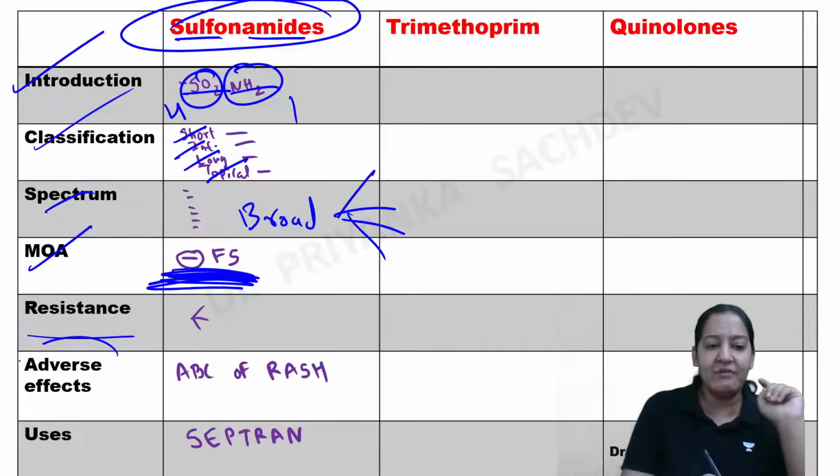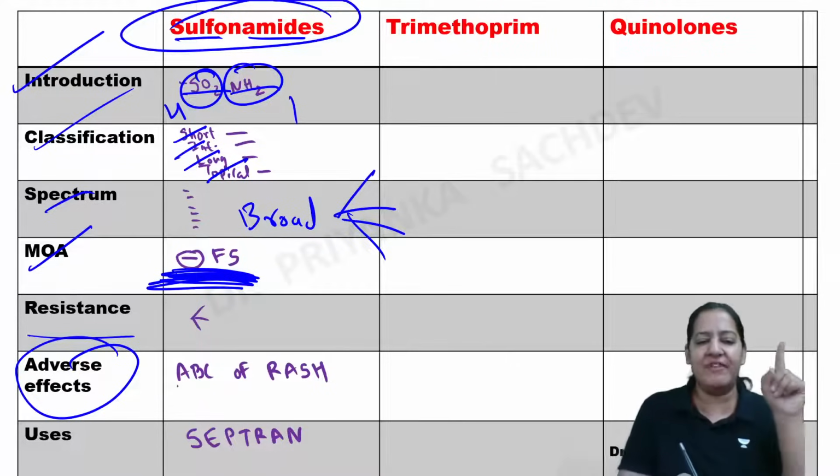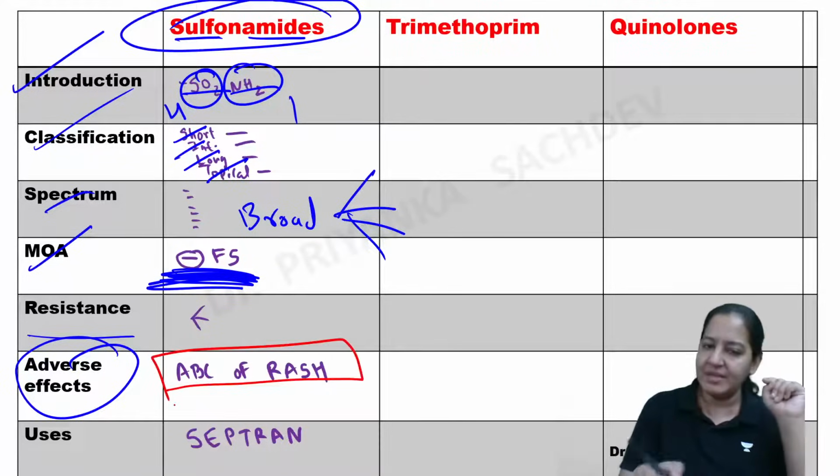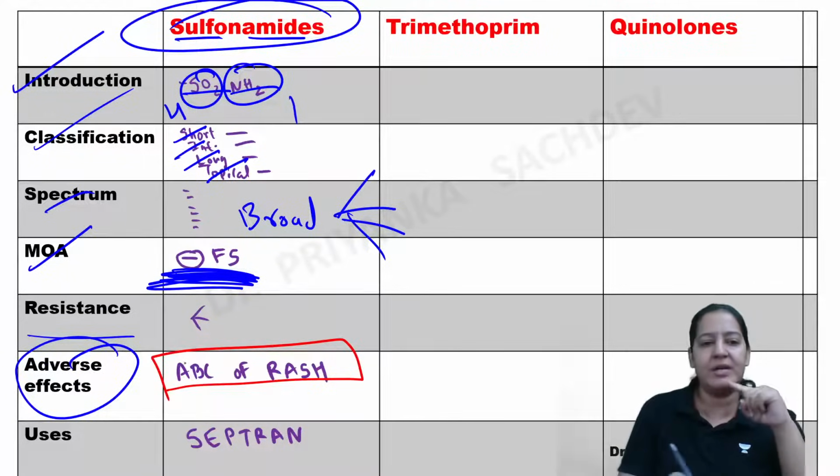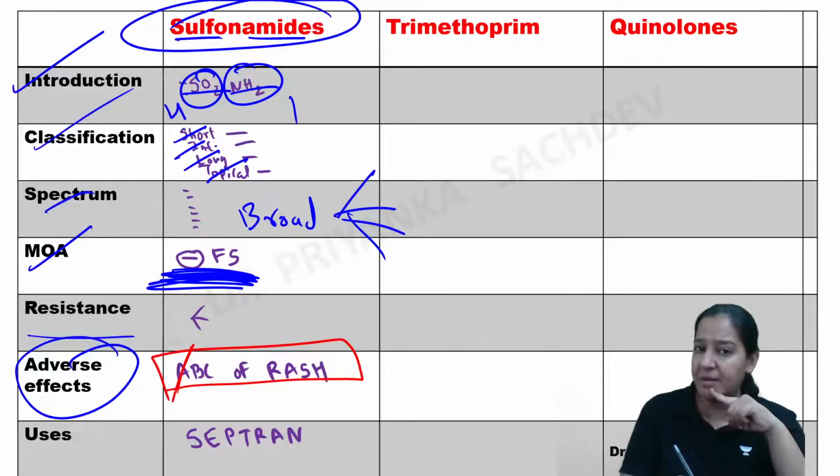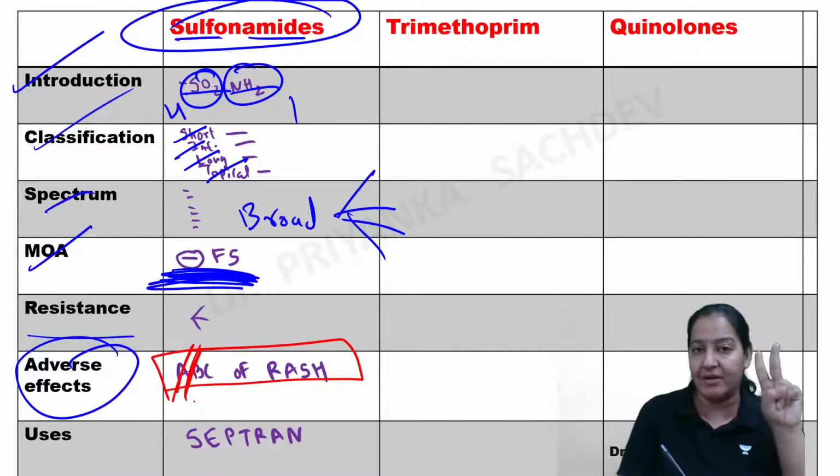Resistance, okay, you can leave. Adverse effects: there is a mnemonic, ABC rash. What is ABC rash? A is aplastic anemia. B is bilirubin displacement, that is kernicterus. C is crystalluria. R is rash, that is hypersensitivity.